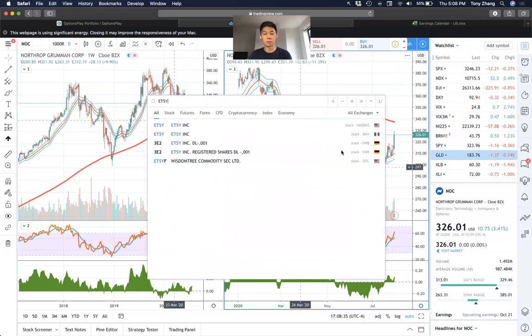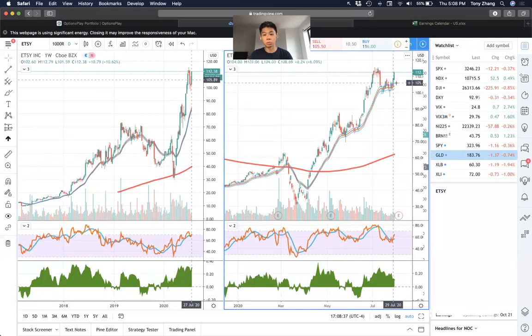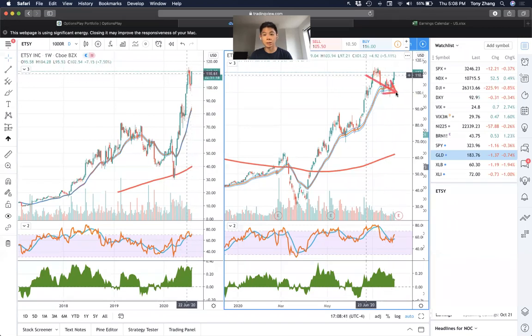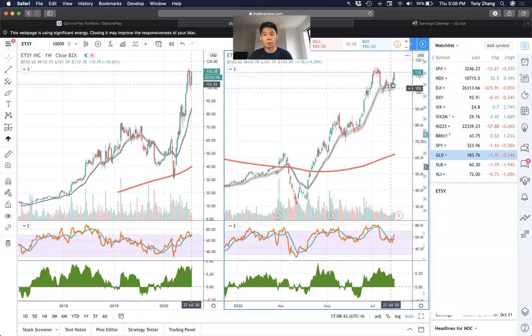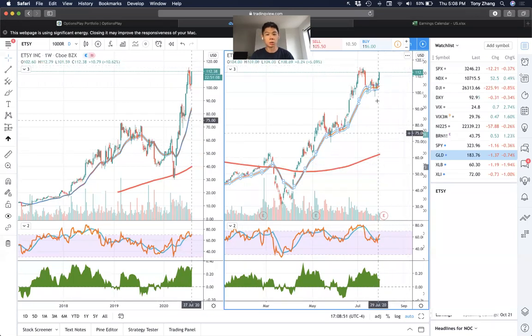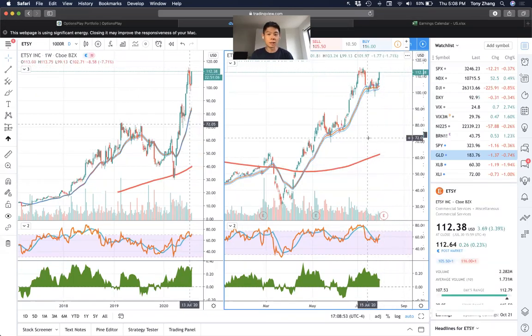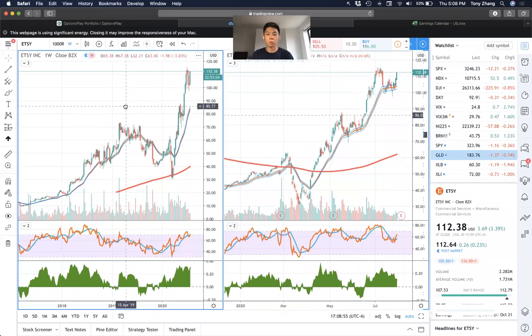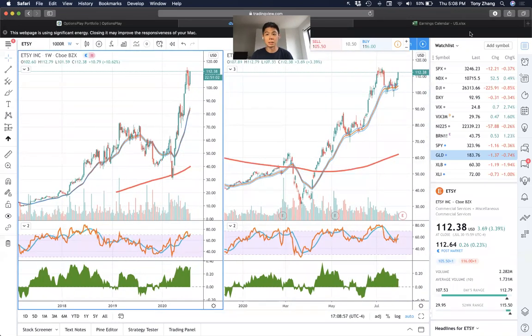Etsy continues to do very well, and I particularly like this pullback here, and then a bit of a consolidation, and it's now starting to move higher. So I like Etsy. I will say that it is time to start revisiting the fundamentals of some of these coronavirus plays.